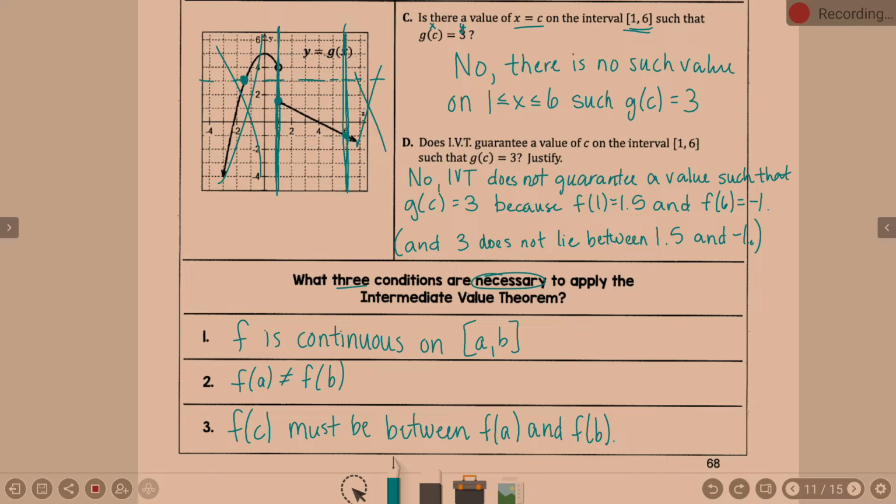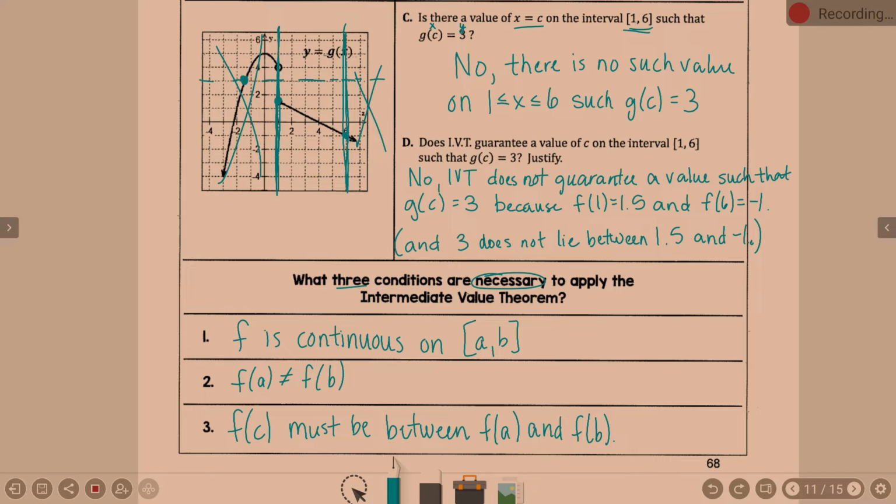Okay. Those are the pieces you're trying to make sure happen. And again, remember the big place this is used is if you're trying to guarantee the existence of zeros. So whether something crosses, for instance, on this graph that we just looked at, can we guarantee the existence of a 0 on the interval from 1 to 6? Yes, we can, because we have one endpoint at 1.5, the other endpoint at negative 1. At some point, it has to cross through the y value of 0.